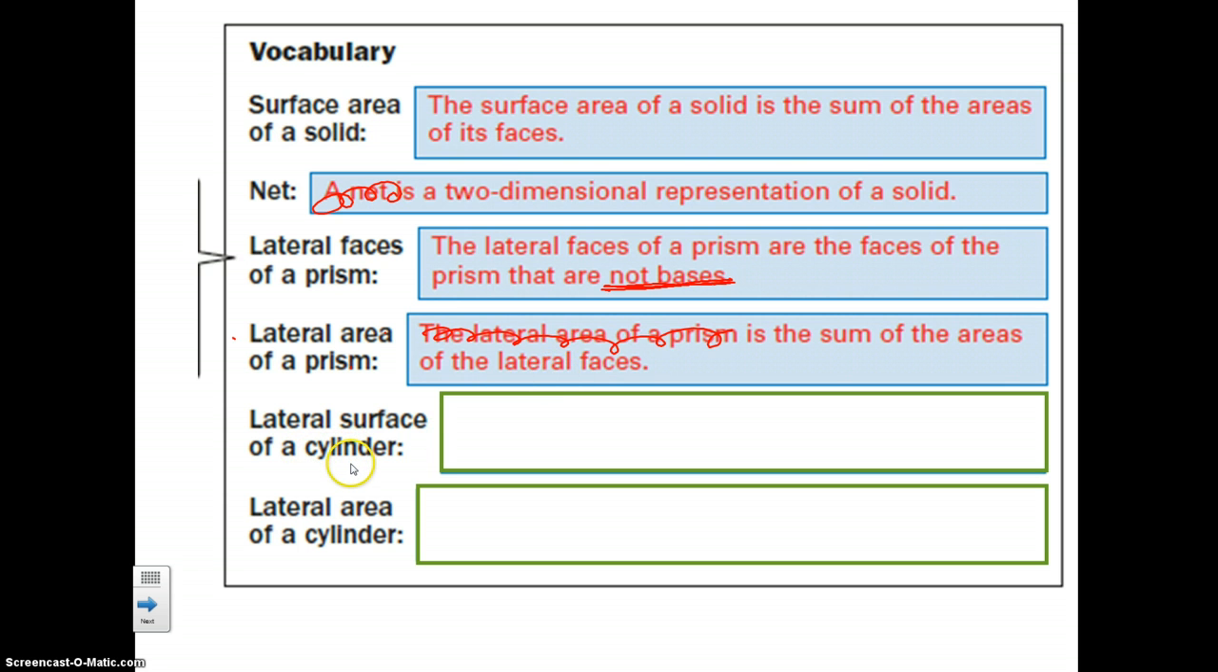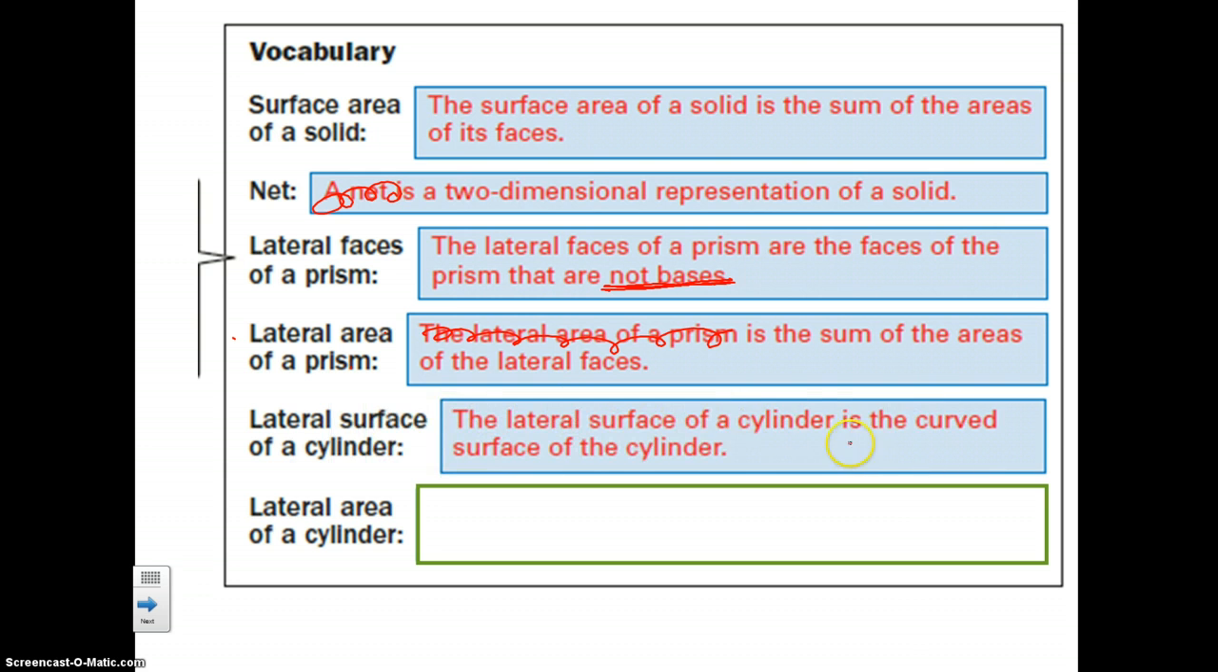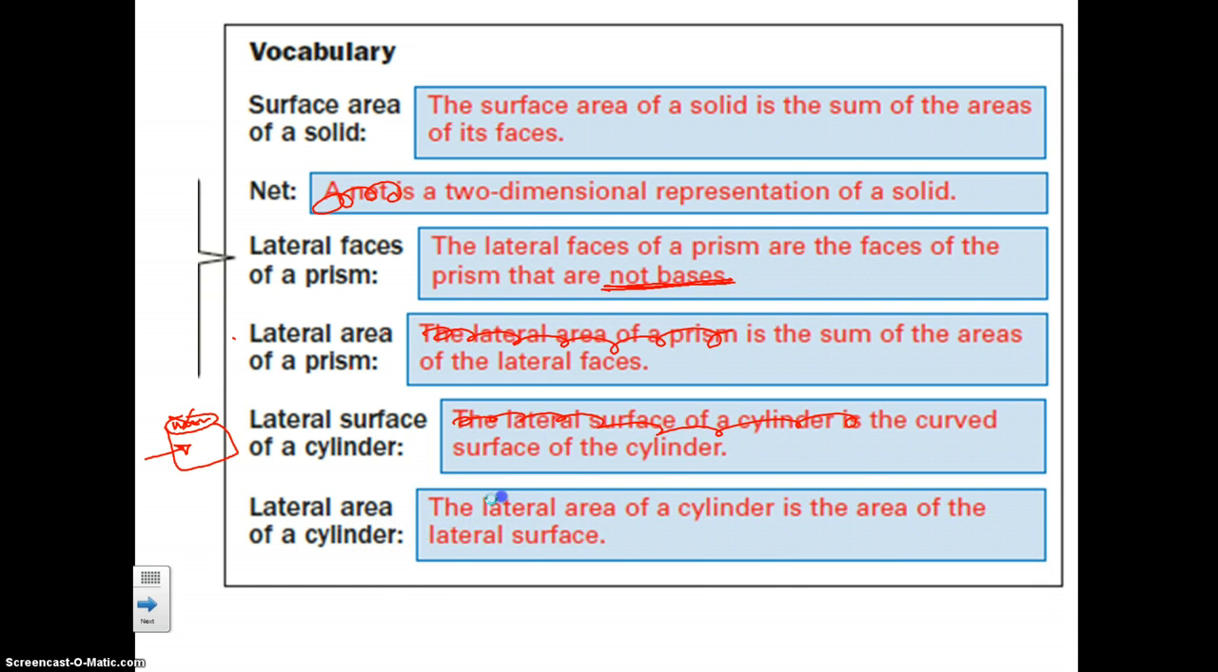Same thing with a cylinder. It's the part that is not the base, so it's the curved surface of the cylinder. If you think of a cylinder, it's actually just this part right here. It's not the top and the bottom of a cylinder. And obviously you can find the lateral area by finding the area of the lateral surface. You will have a vocab test, so make sure you're putting this down.